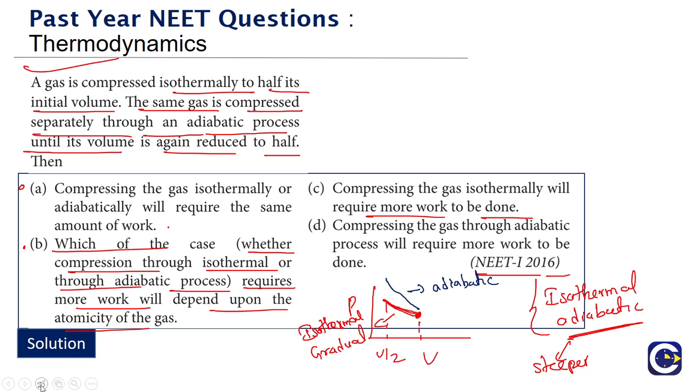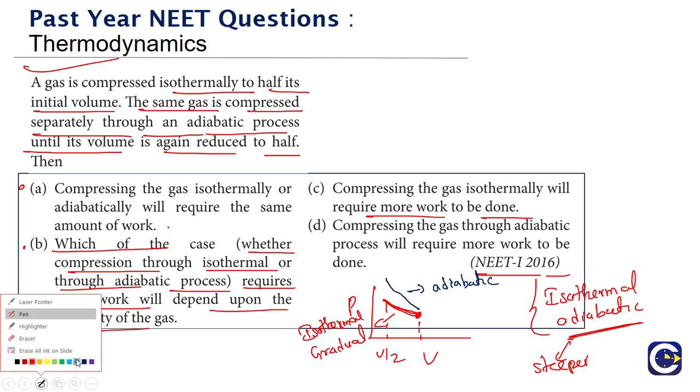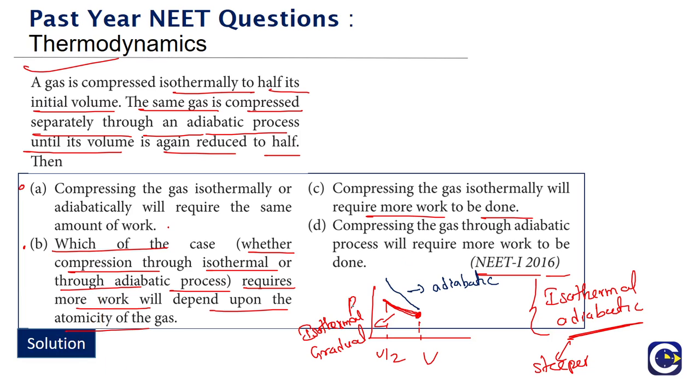If you want to look at what is the work that is required, how do we represent the work? Work is represented as the area below the graph. You can see clearly, if I mark the area below the adiabatic, you are definitely going to get more area, isn't it? Whereas if you mark the area below the isothermal, you will get only this much. That is the area below the isothermal. So what is the conclusion? The adiabatic will be requiring more amount of work to be done. So compressing the gas through the adiabatic process will require more work to be done.